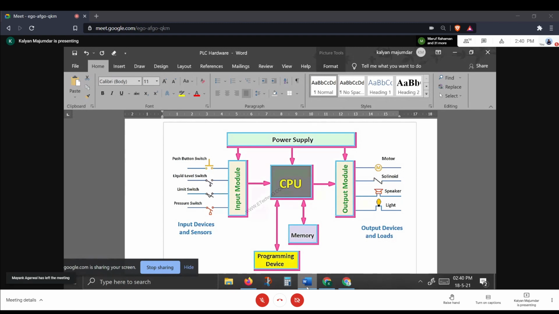Since it is meant to be used for automation in an industrial environment, it must be capable of connecting to a wide variety of sensors and actuators, input devices and output devices. Input devices could be sensors. Input devices could also be simple switches. A push button is an input device. It's not a sensor. It's manually operated, but it's definitely an input device.